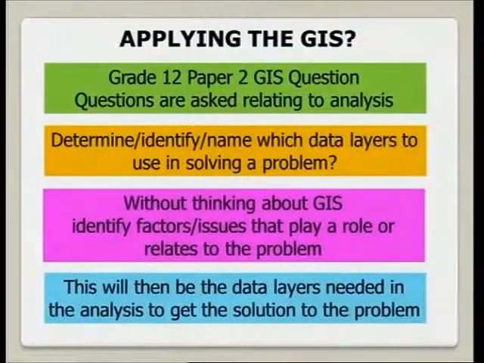So without thinking of the GIS or thinking about map work, just look at the problem that's posed, and even then you'll be able to identify the factors that play a role regarding that problem or that relate to that problem. And these factors that you then identify will then become the data layers needed in the analysis or to answer the problem in your paper.